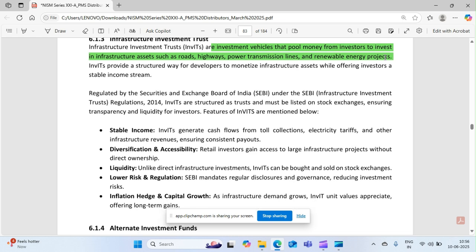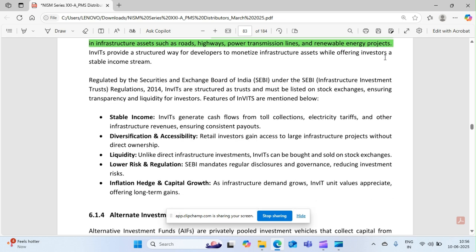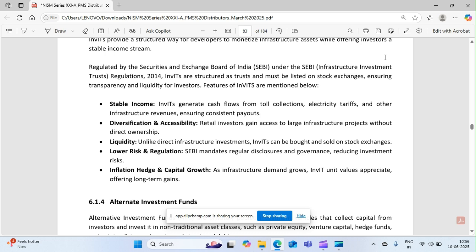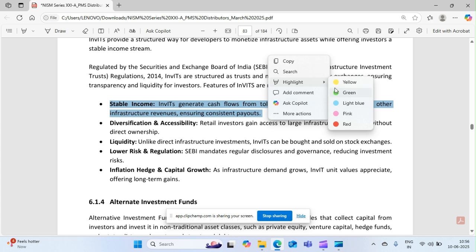Now they are regulated by SEBI. They are again trusts. They can be listed on stock exchange, or rather must be listed on stock exchange, ensuring transparency and liquidity. So again, they give you stable income. Look at the source of income that they have. This is very important.